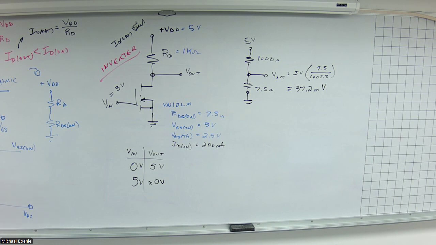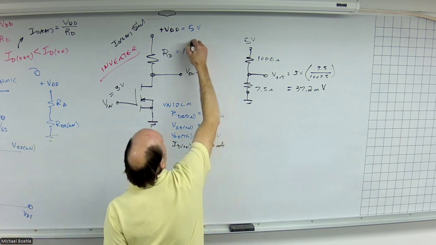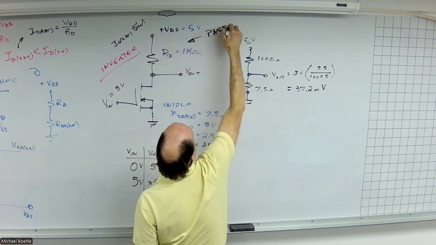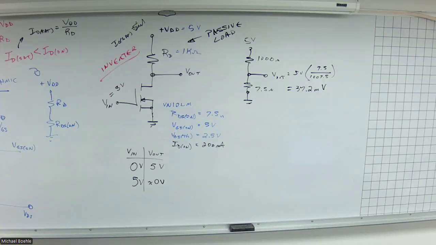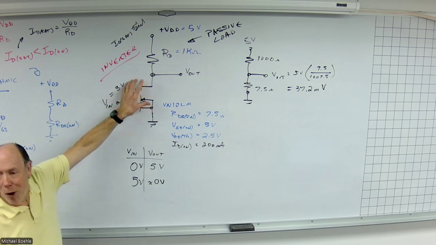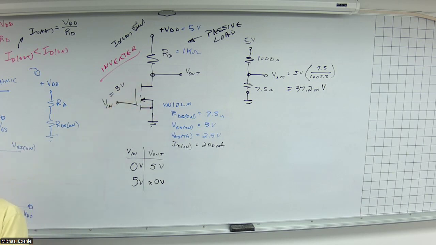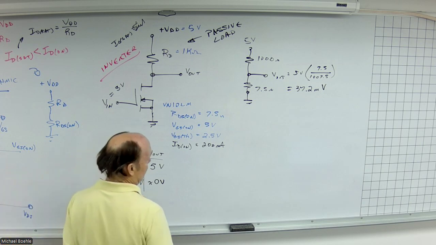Now, this is using a passive load. That resistor is a passive load. The problem with this is, I can build this transistor nice and small. And on a circuit, if I have silicon, I can actually design into the silicon a resistor. Trouble is, it takes up a lot of space. So here's what we're going to do instead.